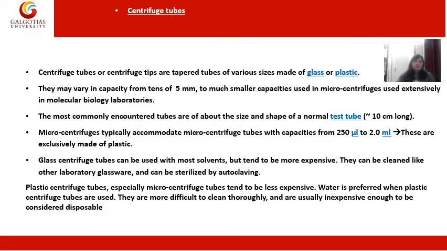Now let's have a brief on centrifuge tubes. The centrifuge tubes are tapered tubes of various sizes, generally made up of glass or plastics. They may vary in capacity. They may be of smaller capacities and known as microcentrifuge tubes. These microcentrifuge tubes are extensively used in molecular biology laboratories. The most commonly encountered tubes are of about the size and shape of a normal test tube, that is generally approximately 10 cm in length. Microcentrifuges typically accommodate microcentrifuge tubes with capacities from 250 microliters to 2 milliliters. These are exclusively made up of plastics.